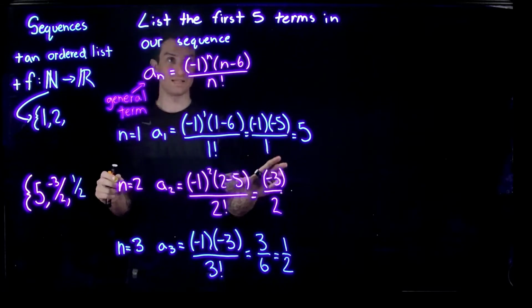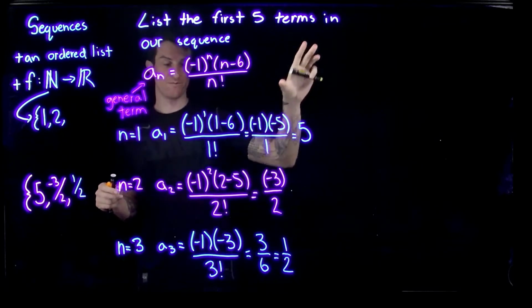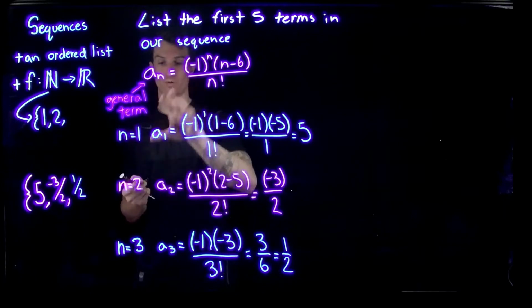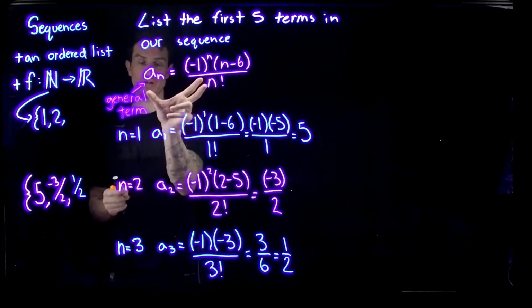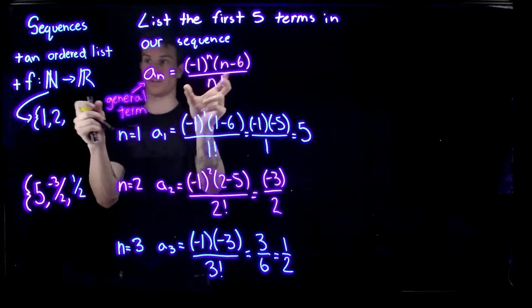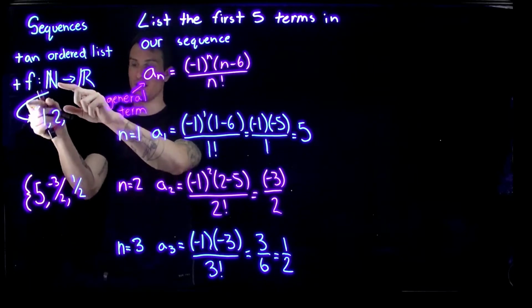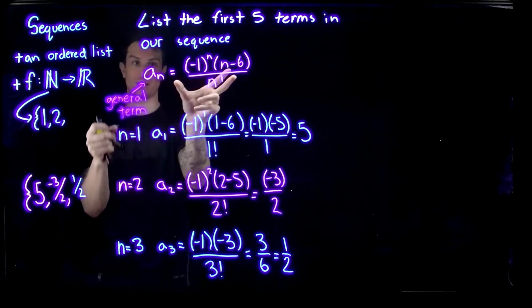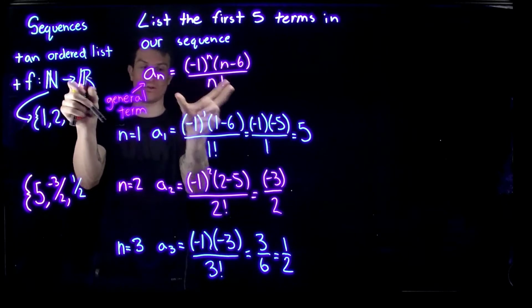So pause the video, go ahead and try to do a4 and a5 on your own. All we're doing is plugging in 4 and 5 into our general term. This is the function. So when we're talking about the function, I'm taking a natural number, 1, 2, and so on, plugging it into my function, and it's going to spit out a real number in this case.